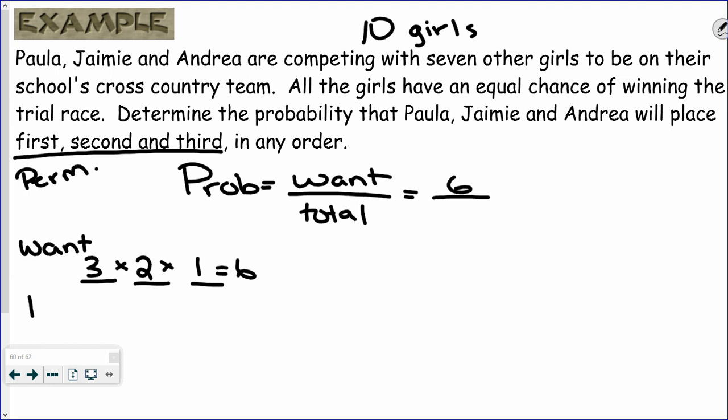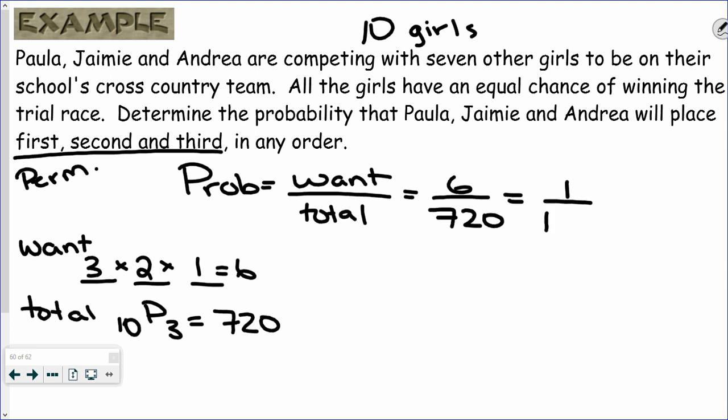Now I look for the total number of ways that this could go down. Well, I have 10 people, and they all have the same shot of winning. I need a first, second, third. I need 3 things, and order matters, so permutation. So 10, I got to pick 3. And 10P3 is 720. That is the grand total number of options that I have. So again, I can reduce that, and that reduces to 1 over 120.